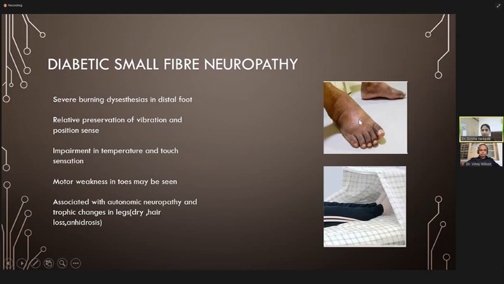They can have autonomic neuropathy, and we all know that small fibers supply a lot of trophic factors to the skin. So there might be trophic changes in the legs. The legs might be dry, or they can be shiny, and there can be hair loss and sweating abnormality. So these are some of the common scenarios in which we find a patient with diabetic small fiber neuropathy with uncontrolled diabetes. But in due course of time, there can be progression to involve the large fibers.